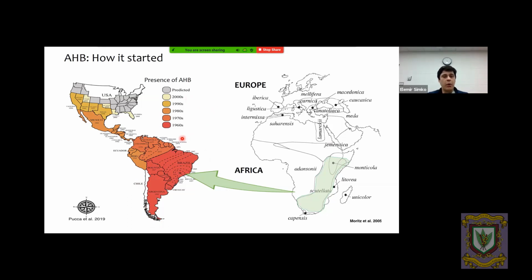In the 70s, they were already in Venezuela and Colombia. In the 80s, they took Central America and Mexico, and they reached the USA in the 90s. It's probably the most successful invasive species that we know.